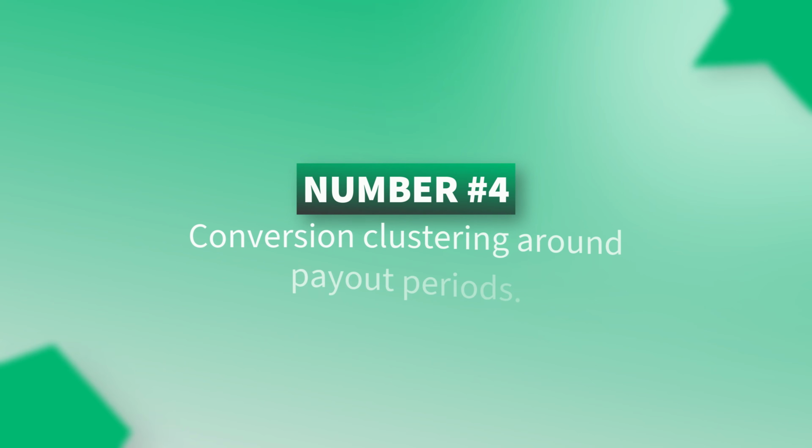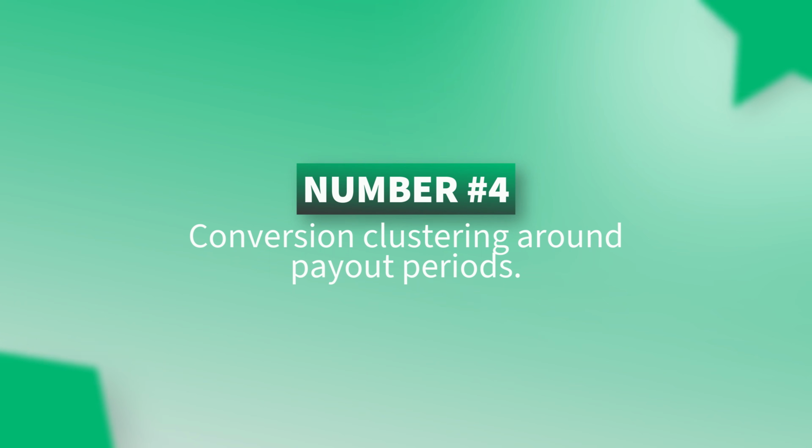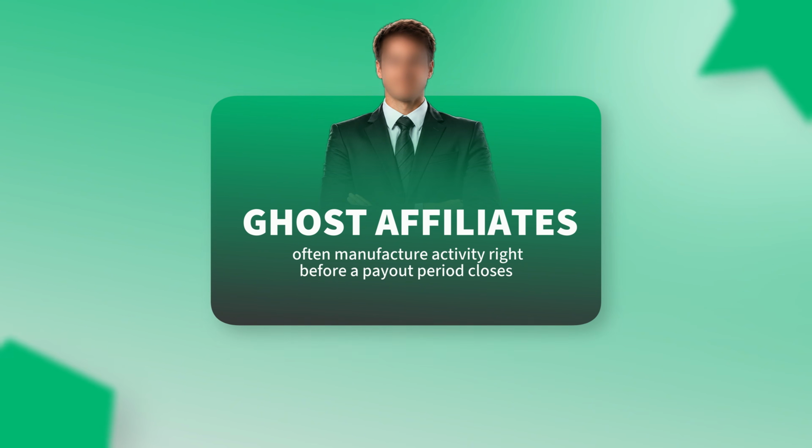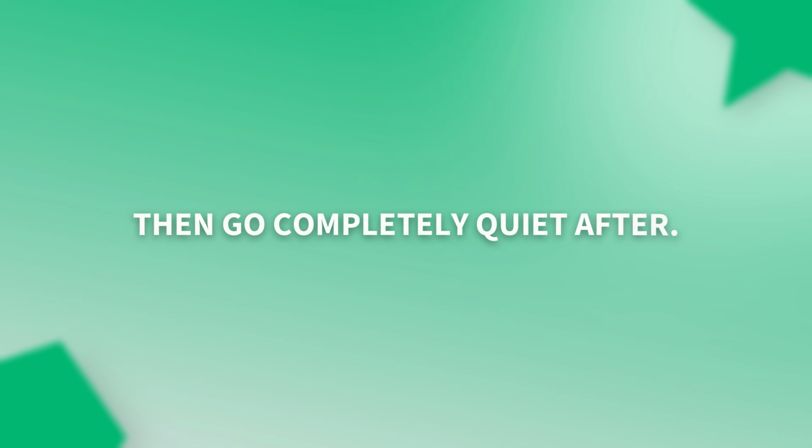The fourth is conversion clustering around payout periods. Pay close attention to when conversions come in relative to your payout schedule. Ghost affiliates often manufacture activity right before a payout period closes, then go completely quiet after. It's a pattern that real affiliate performance almost never produces, and it's one of the clearest tells in the data.